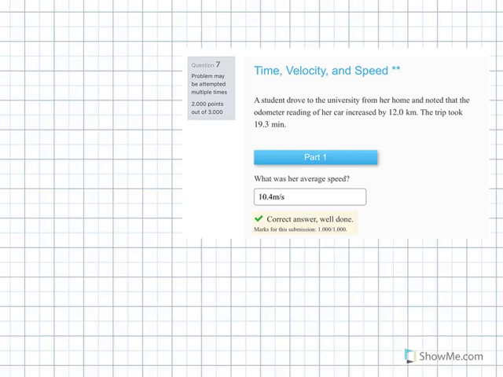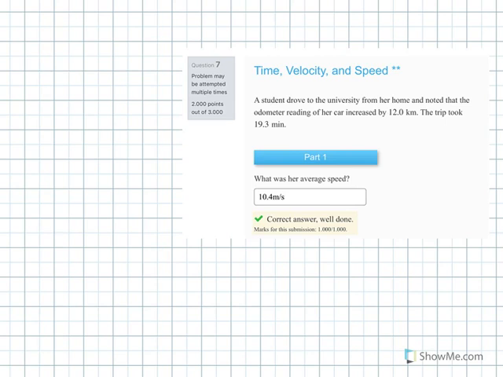Okay, so this is problem 7 on your homework. We've talked about this problem in class, so we're going to go ahead and work it out now. Here we go. A student drove to the university from her home and noted the odometer reading of her car increased by 12 kilometers.